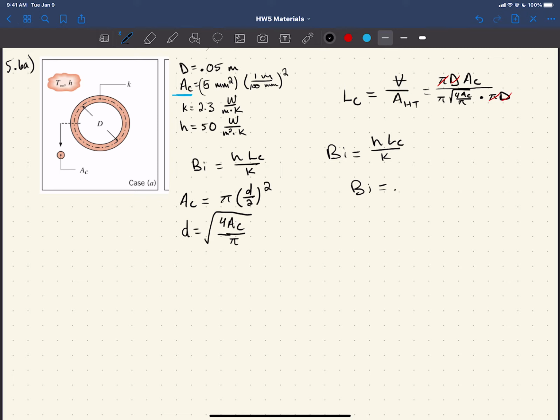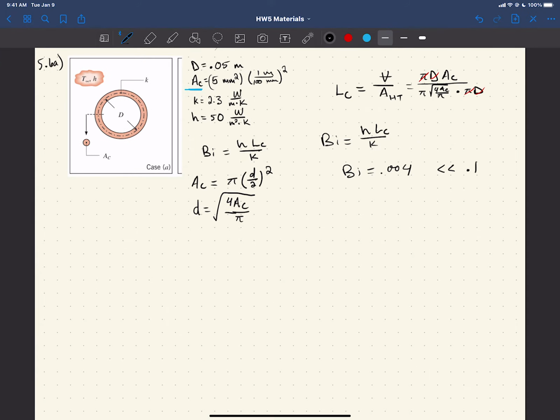I get a Biot number of 0.004, and if this is less than 0.1, you could use the lumped capacitance or case 1 or whatever you want to call it, the stuff that he showed us in lecture. You can use the assumptions there and solve the problem, since they were asking us to do more. So that's that one. Okay, on to the next one.